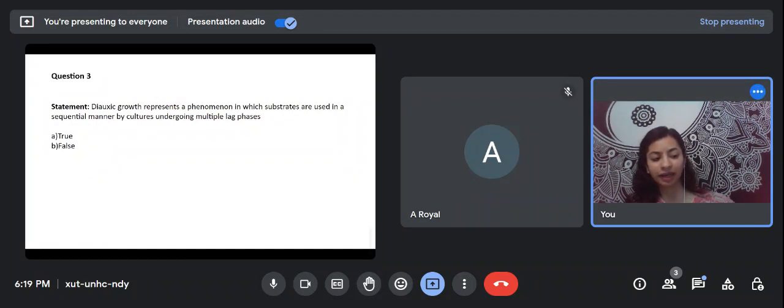So diauxic growth, by the "di" you can tell, it's a prefix, right, which usually represents two. So diauxic growth represents a phenomenon in which substrates are used sequentially. So if you have a culture in which you have given both lactose and glucose, the cells will not use both of them together. Certain cells like E. coli are capable of using glucose and lactose as a carbon source, right? But like you might expect, if you didn't know about this diauxic growth pattern, they are not used both together. So that is why, if you ever studied the lac operon, you will know what this is.